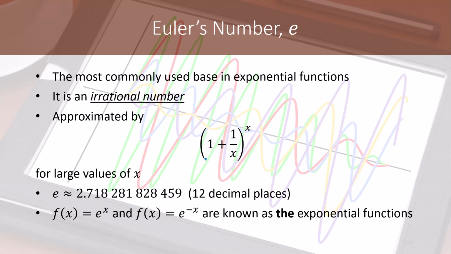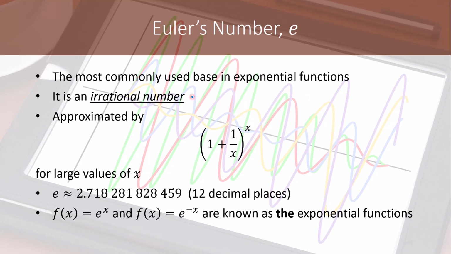All right, now we have one very special number that appears a lot in exponentials, and that is Euler's number, and we tend to call it e. It turns out to be the most commonly used base in exponential functions. And one of the main reasons why it's very commonly used is because it's very easy to work with when you're in calculus. It's also an irrational number.